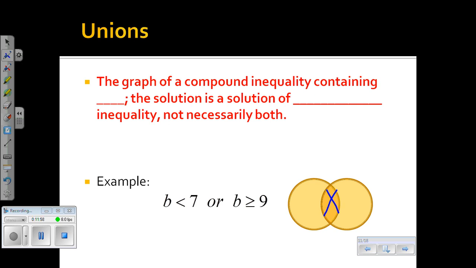An intersection is the overlap of two groups. A union, however, is just the opposite. A union would be anything that's in this group or anything that's in this group. So we're actually including more things. If I want the number to be less than 7 or greater than or equal to 9, I'm including a lot of stuff, not just stuff that fits both, because in fact there is nothing that fits both.